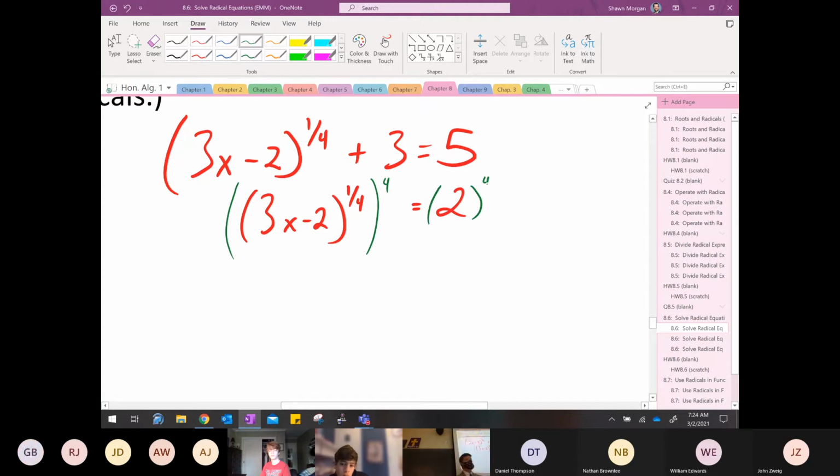So what this does is this opens the door for a shortcut later on. Okay, and then, you know, dot, dot, dot. We got the same thing. 3x minus 2 equals 16. x equals 6. Wham, bam, thank you, ma'am.